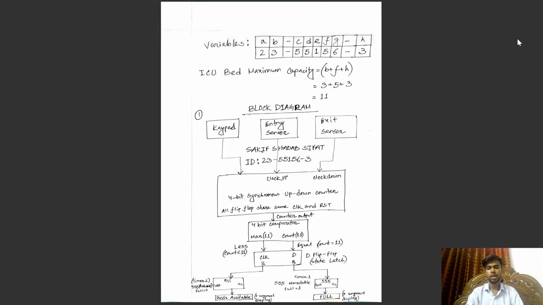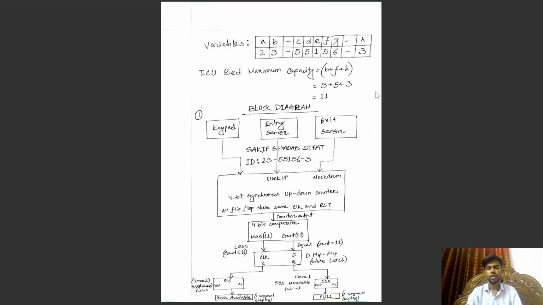Today I will be talking about the digital logic and circuit assignment and how I have solved it. The variables are given here, A, B, C, and it goes up to H. The ICU bed maximum capacity is B plus F plus H, and according to the values it is 3 plus 5 plus 3, which is 11.